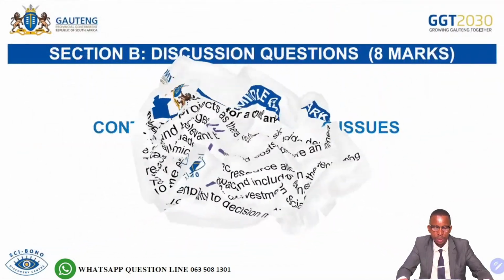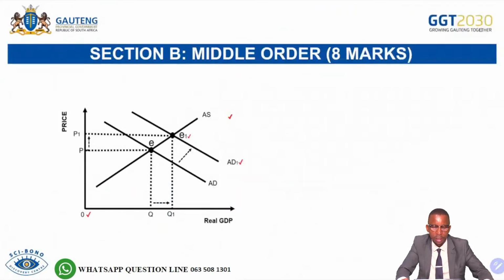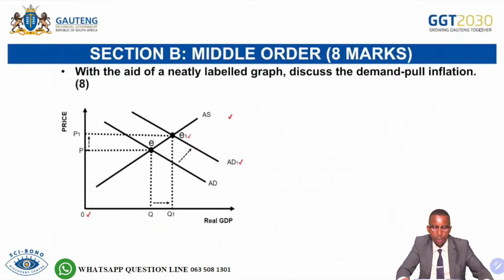And then we continue. 8 marks question under economic issues. Here you had the question, with the aid of a labelled graph, discuss demand pull inflation. We said demand pull inflation occurs when aggregate demand increases further than aggregate supply. We can say the demand increases from AD0 to AD1, but supply remains at AS. That is pushing prices up. You see the price has increased to P1. And then we have a new point, which is E1. There were 4 marks for the graph.